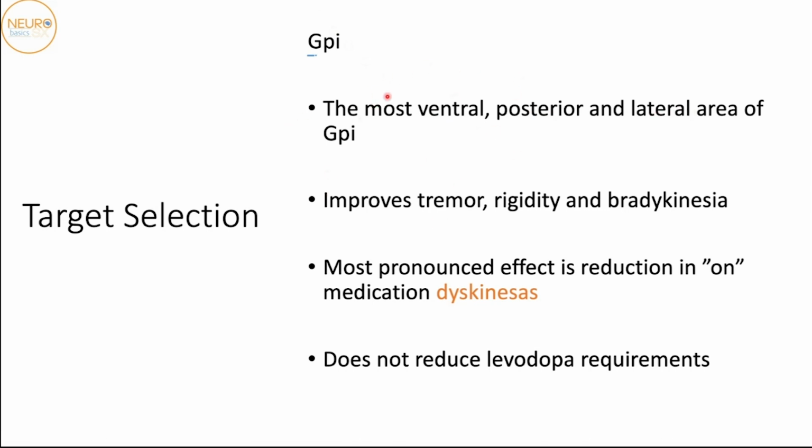So, targeting this region of the GPI is going to improve the three most important symptoms of PD: the tremor, rigidity, and bradykinesia. Another very important effect of targeting GPI is that it has a very good reduction of on medications or dopamine induced dyskinesias. And STN will not do that, but GPI will. But unlike STN, targeting the GPI does not reduce levodopa requirements. So, two important things to remember: that GPI will reduce dyskinesias caused by dopamine, but it will not reduce the levodopa requirements.